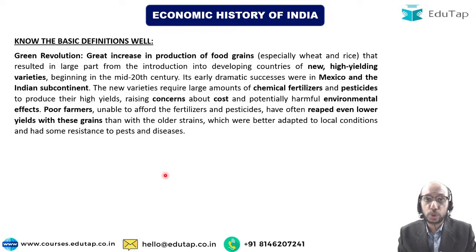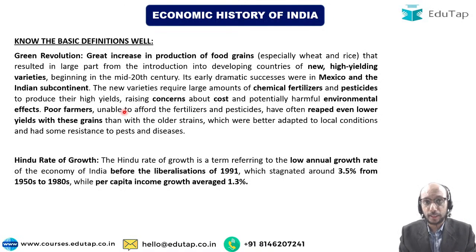If they ask you to write a note on green revolution, you should not think, "अच्छा, green revolution क्या था, green revolution क्यों था." Green revolution is great increase in production of food grains, especially wheat and rice. How? By using new high yielding varieties of seeds in mid 20th century. Good success was seen in Mexico and the Indian subcontinent based upon usage of chemical fertilizers and pesticides. There are concerns about cost, there are concerns about environmental effects, there are concerns that poor farmers have not been able to benefit, right? So the idea is that this is the kind of definition. If you know about green revolution and if you can quickly put this definition out, then you will be in a position to be able to write good answers in a fast manner.